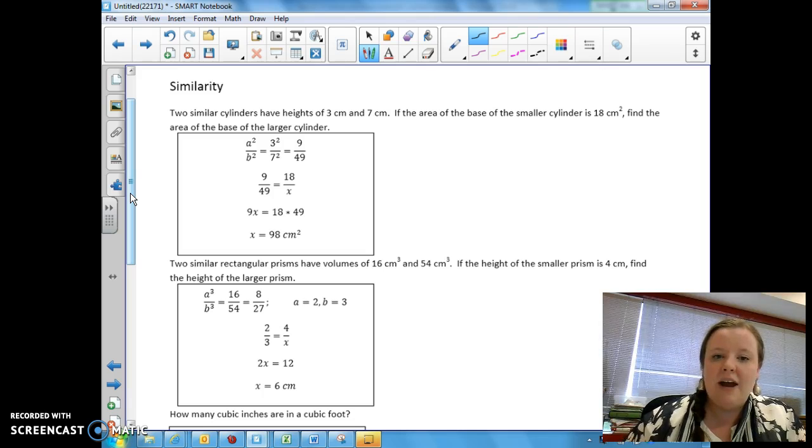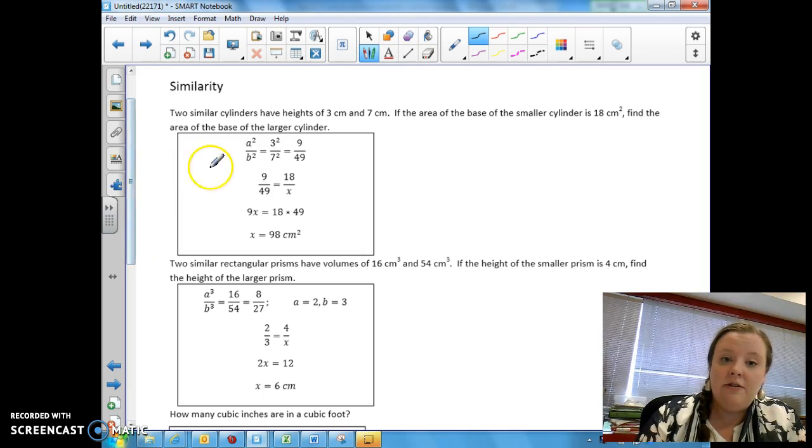They begin by telling me that I have 2 similar cylinders with heights of 3 and 7. That means that my scale factor A over B has to be 3 over 7. They then tell me that the area of the base of the smaller cylinder is 18 centimeters squared, and I want to find the area of the base of the larger one. So if we're talking about area, then we need to do A squared over B squared, which I calculated first right here, 3 squared over 7 squared.